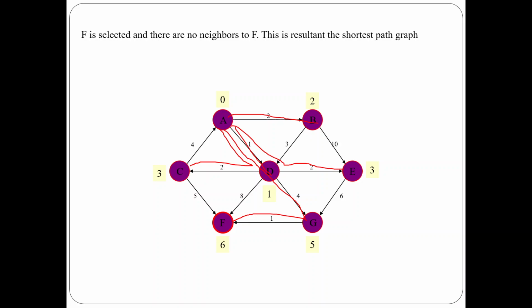So where do we apply this? The real-time applications are Google Maps or network routing. And wherever you want to find the shortest path among different routes, we can apply this Dijkstra's algorithm.